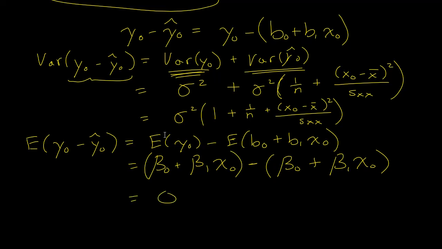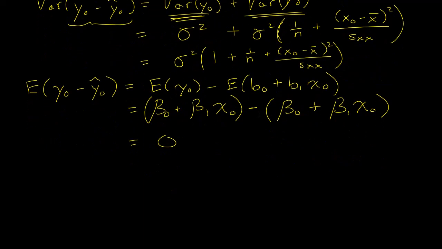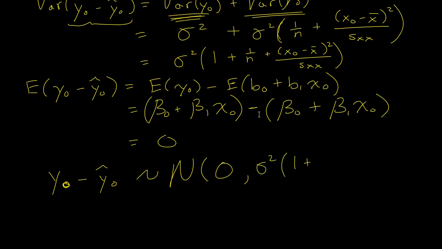Okay, so we're left with this conclusion that y naught minus y naught hat, this unobserved residual, this difference between an unobserved value and its predicted value, is normally distributed with mean 0 and variance sigma squared times 1 plus 1 over n plus x naught minus x bar squared divided by Sxx. It's normally distributed due to that normal distribution assumption for the model error terms.